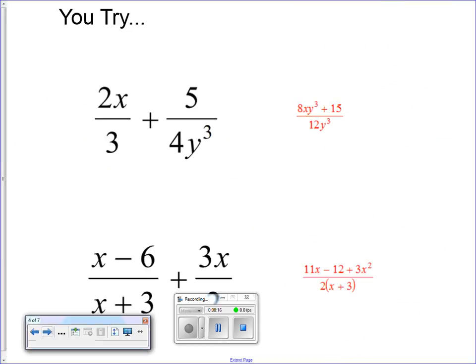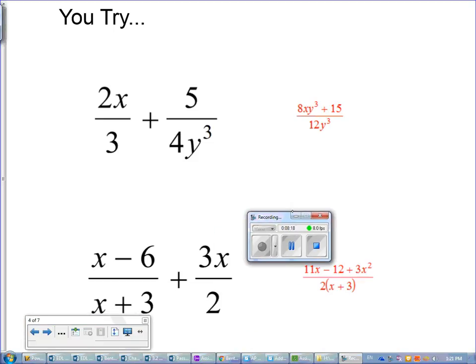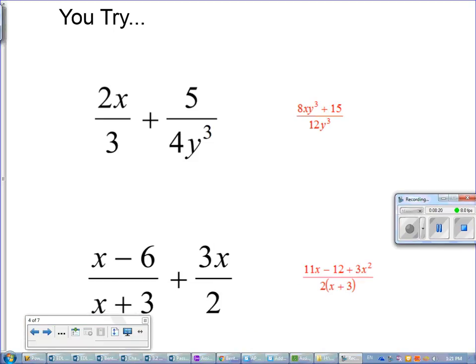These are for you to try on your own, and there are answers here. So what you should do right now is press pause on the video, try each of these problems, and make sure you can get the answer in red. Then we're going to go on to the next page where we're going to discuss subtracting fractions, very similar.